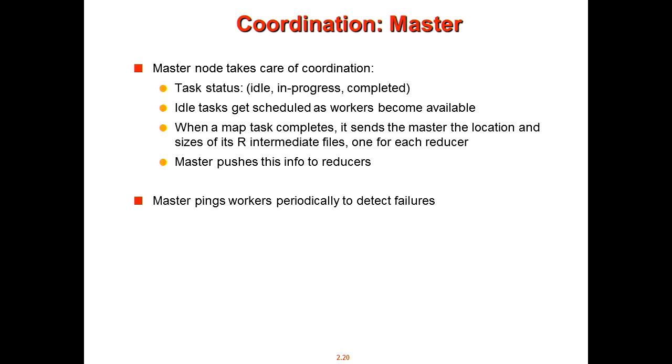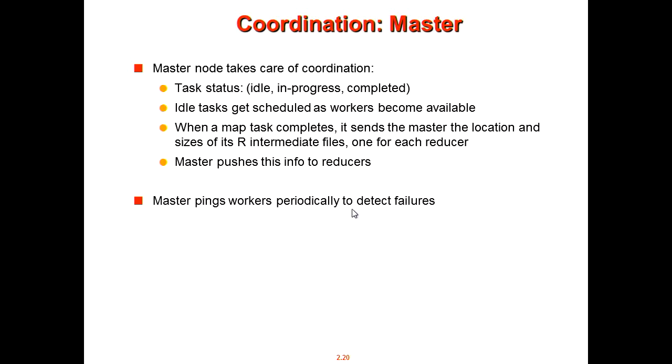This is the structure of the Hello World program in MapReduce. And here are some other low-level details within MapReduce, such as how to do coordination. There is a master node in MapReduce, which takes care of the coordination, including task status, which task is idle, in progress, or already completed, and other tasks get scheduled as workers become available. So in your cluster, if some workers are available, a task will be sent to that worker for processing. If a map task completes, it will send the master its location and the size of its intermediate results, because later the reducer needs to fetch the data generated from this mapper.